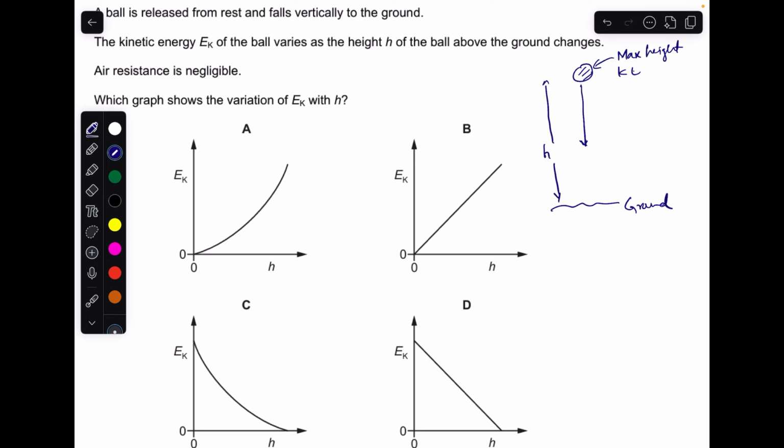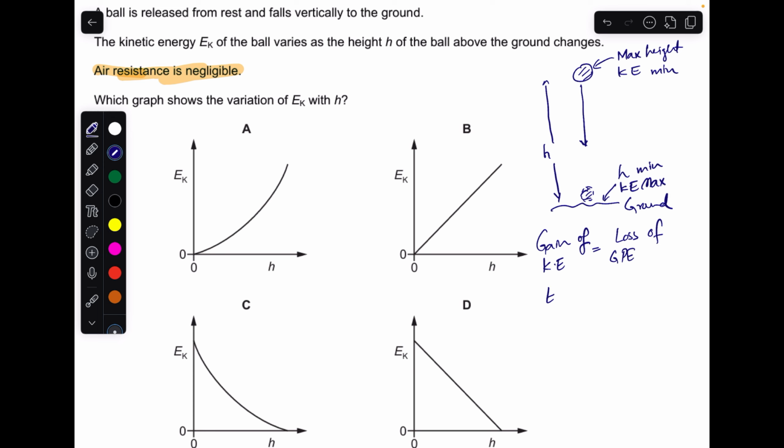Kinetic energy will be minimum. It's starting from the rest, so it will be zero. And keep in mind, we are just ignoring the air resistance, okay? When it hits the ground at this point, it's going to hit the ground. h is minimum, that is zero. Kinetic energy will be maximum, right? Okay. Now, what is the relation we have? The gain in kinetic energy is basically loss of potential energy.